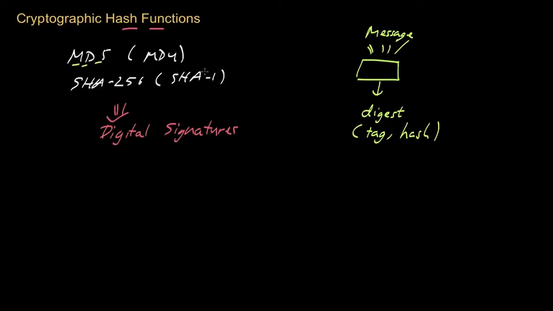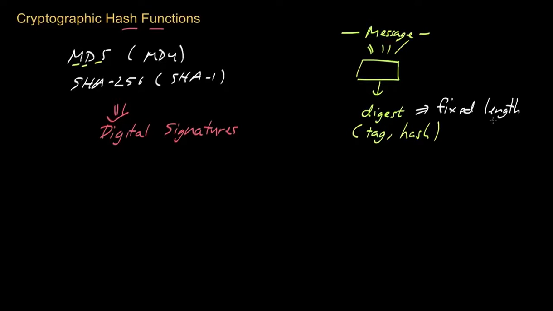Now, the message, as I mentioned briefly, can be of arbitrary size. It can be as long as you want or as short as you want. But the size of the digest, or the size of the tag, is going to be fixed in length. For example, in the context of a hash function like SHA-256, the digest will be exactly 256 bits in length. Okay, so it's going to have a fixed length output, but an arbitrary length input.